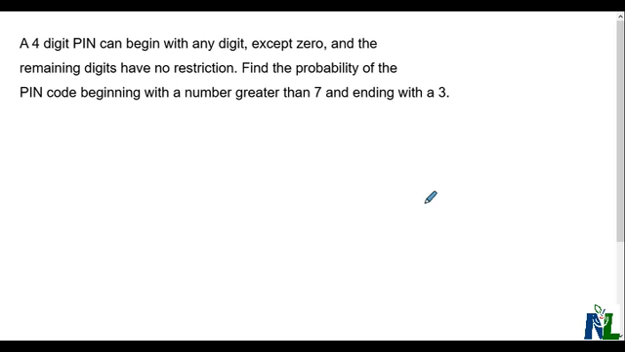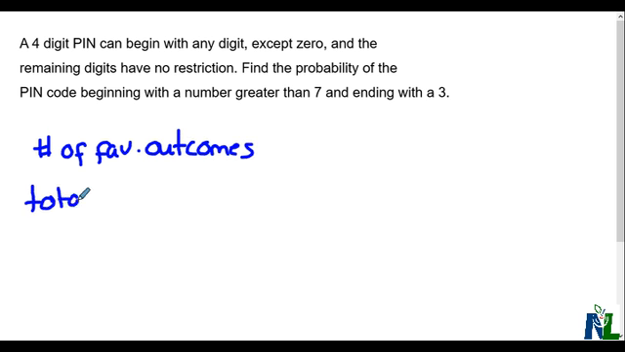Now here we can see that we have a permutation situation because order is going to matter when we're talking about pin numbers. So again, if we keep in mind the definition of the number of favorable outcomes and the total number of outcomes, we'll find each of these and then divide them.